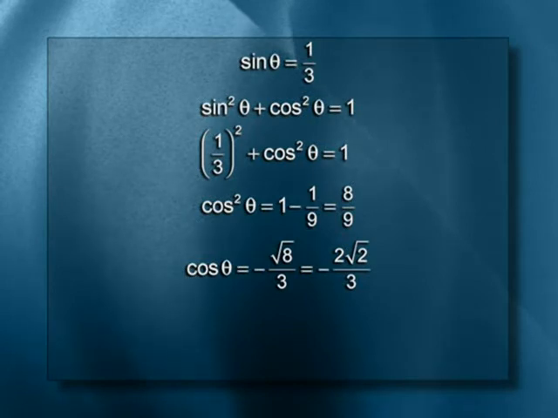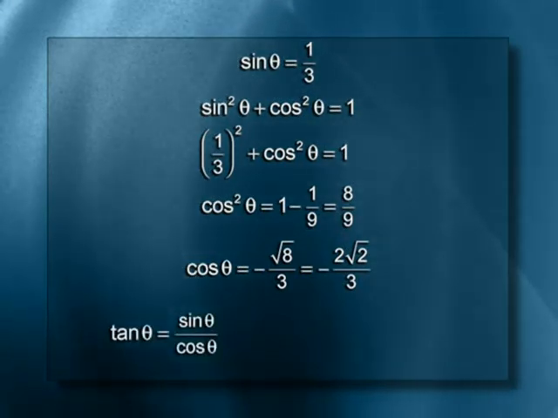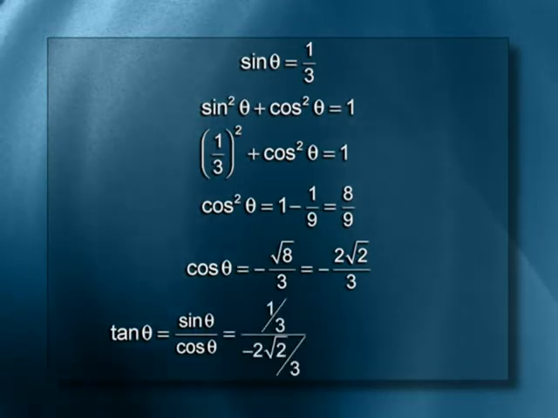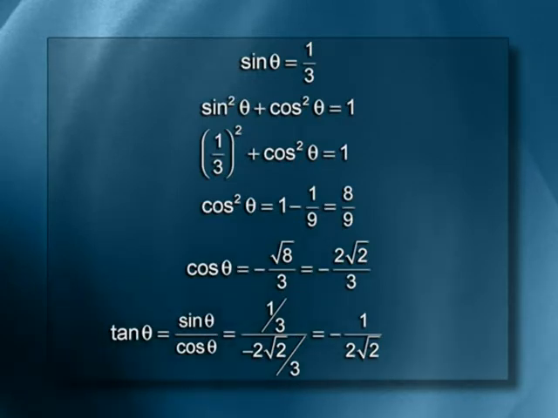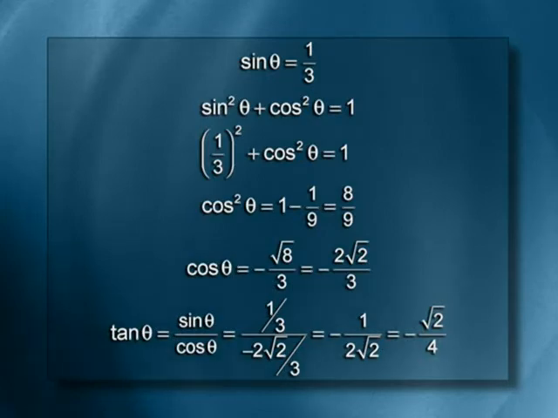And now the rest is easy. Once you know sine and cosine, you know tangent. It's just sine over cosine: 1/3 divided by minus 2 square roots of 2 over 3. The 3's cancel, giving minus 1 over 2 root 2. And then you can rationalize that denominator if you so choose. And if you do, you'll get minus root 2 over 4.